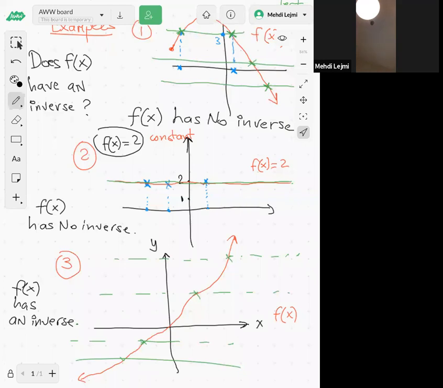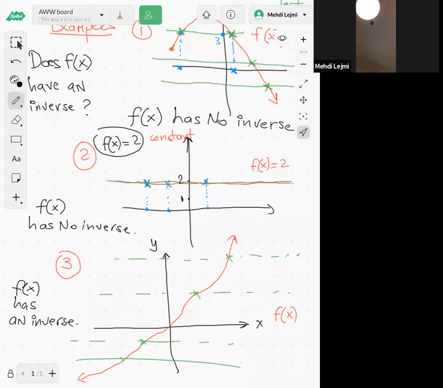So anyway, the idea here, guys: if you have a graph and you want to check if the function has an inverse, all you have to do is to use this horizontal line test. The horizontal line test is different from the vertical line test. Remember, we have this vertical line test to check if the graph is a function or not. So this is different. This is a horizontal line test, if you want to determine whether a function has an inverse.